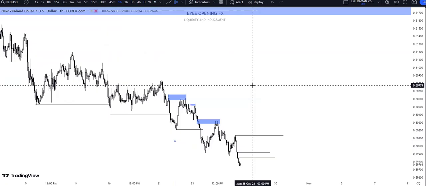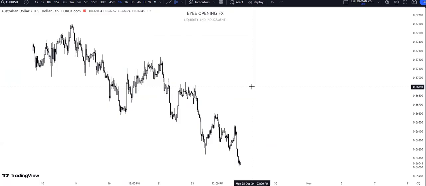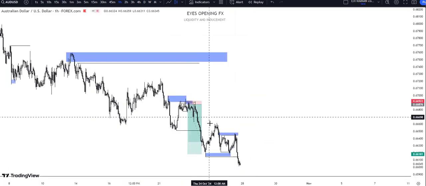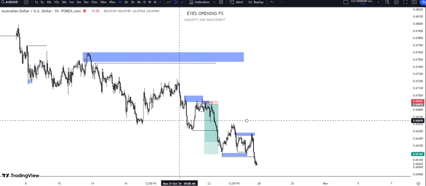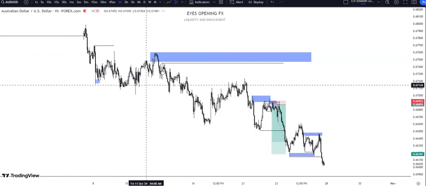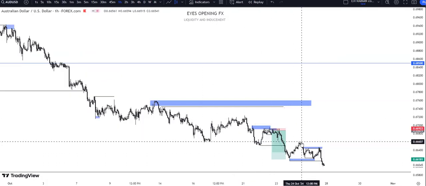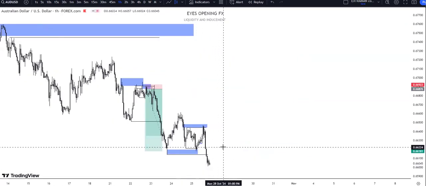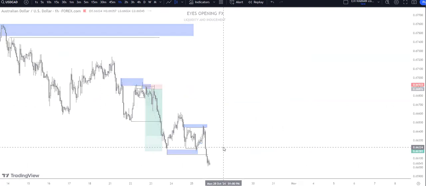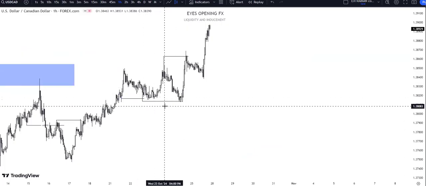On pairs like New Zealand, AUD, USD, I might say we are still bearish on this right here. So we are seeing lower prices right here, lower low, lower high, a lower low, a lower high, a lower low, a lower high right here. So market is clearly bearish on this. Since market is still bearish, we continue expecting lower prices on this.